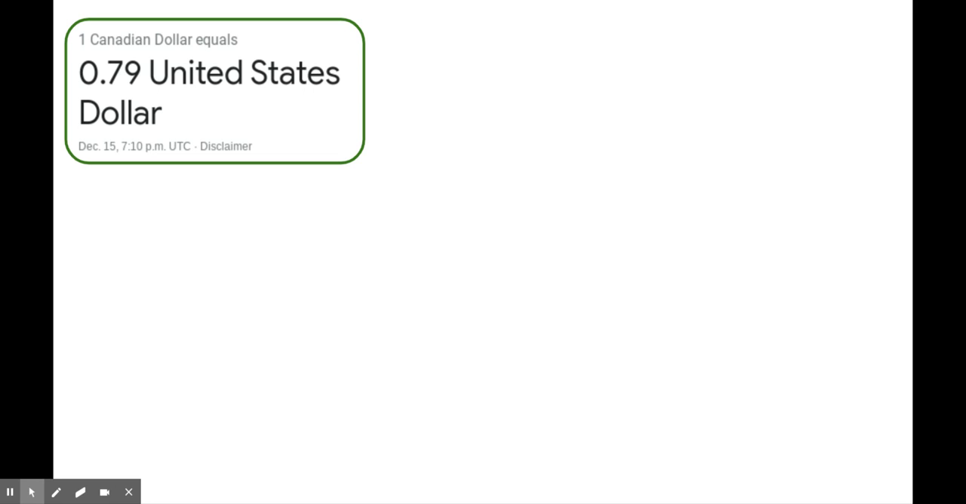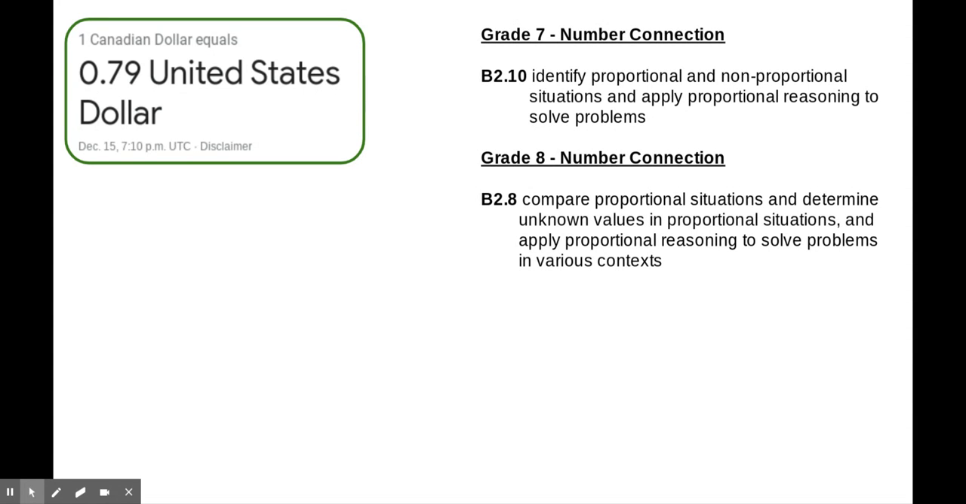So grade 7 students will understand that international currencies have different values compared to Canadian currencies, and the current exchange rate does fluctuate each day, and it's used to convert Canadian currencies into other currencies. There are connections, of course, to number here for grade 7 and grade 8. These are proportional relationships. So working with them and doing currency conversions does involve solving proportional problems.